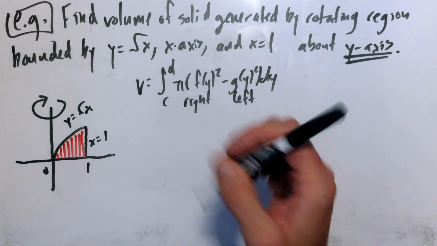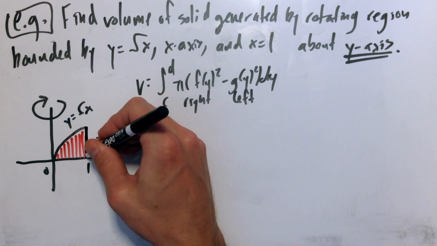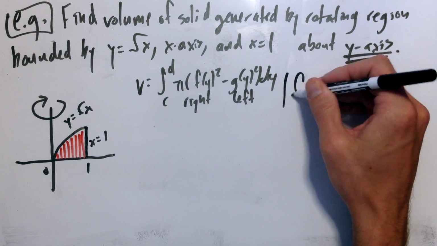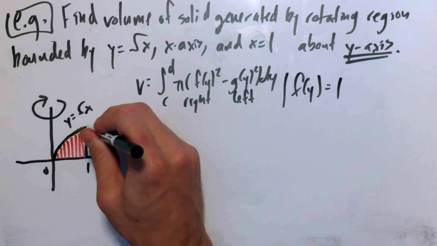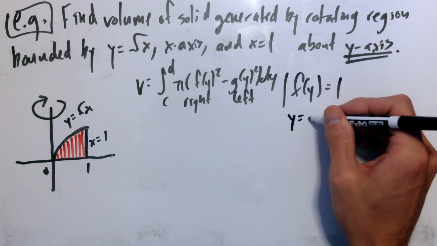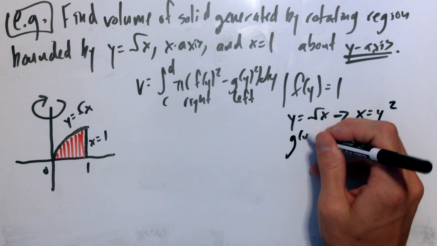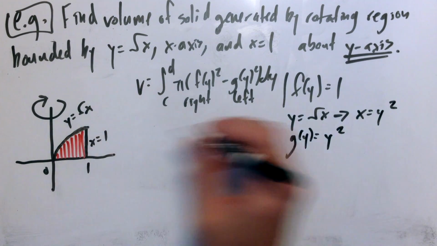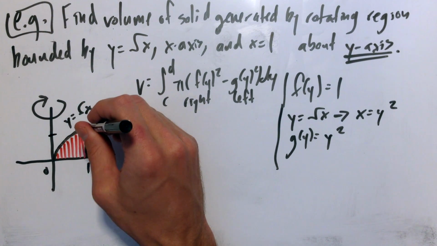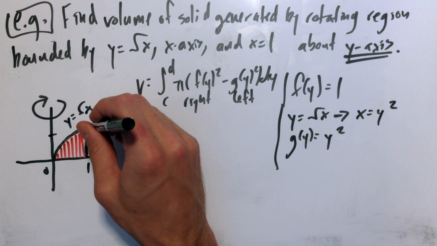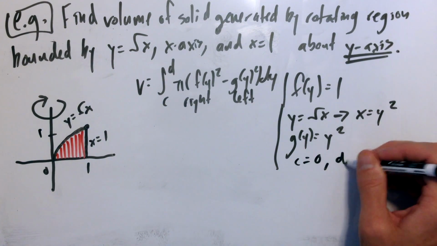So we're rotating this about the y-axis, and the curve on the right is x equal to 1. So here our f of y is going to be equal to 1. Our curve on the left is y is equal to the square root of x. So if y is equal to the square root of x, I can square both sides, and I have x is equal to y squared. So my g of y is going to be y squared. That's the thing on the left. And notice that we're going from y equal to 0 up to the y coordinate of this point up here, and that's just 1 comma 1. So we're going from c equal to 0 to d equal to 1.